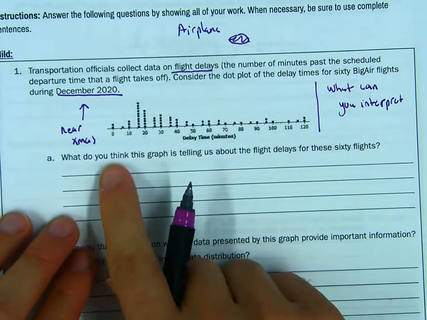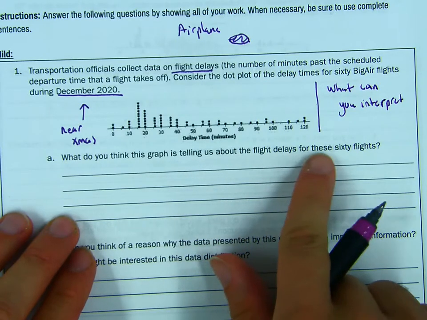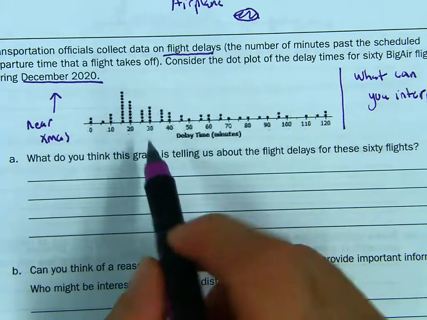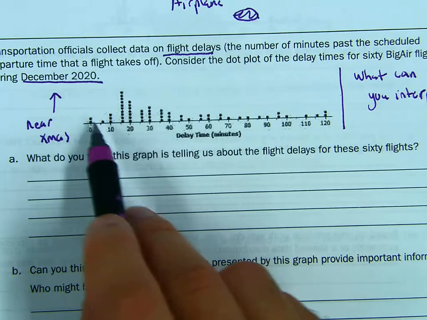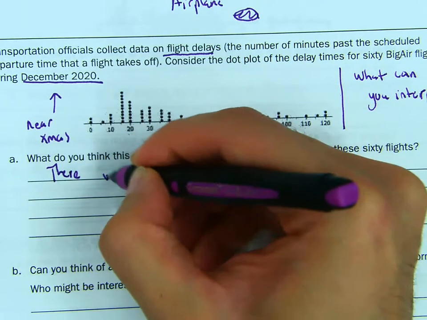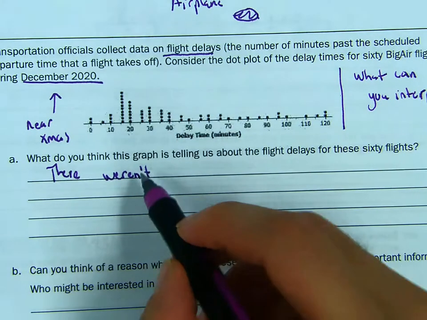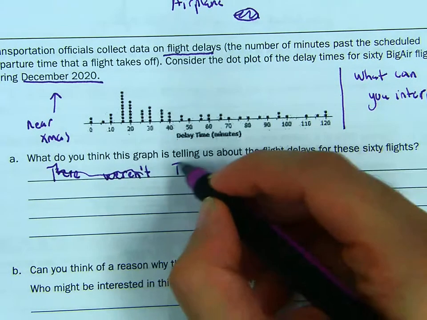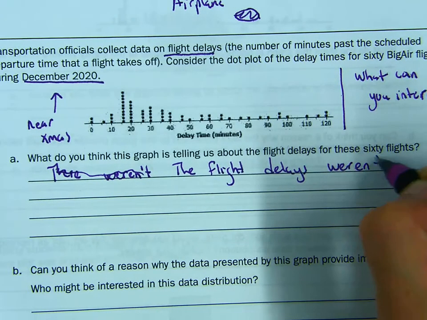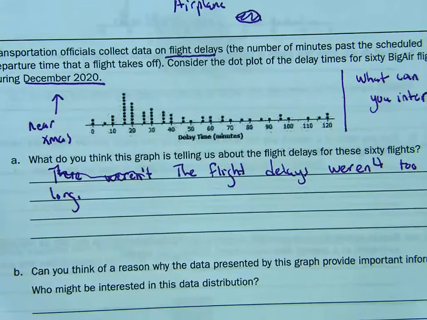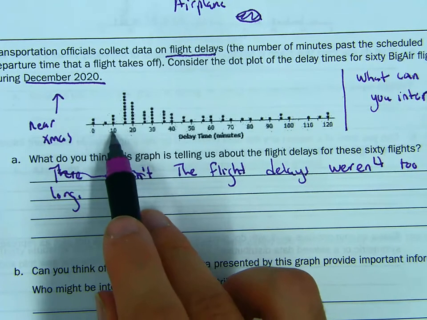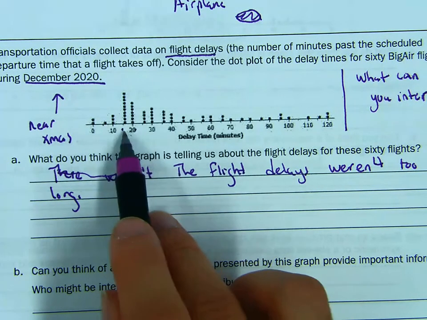Well, let's see. Letter A, it says, what do you think this graph is telling us about the flight delays for these 60 flights? What can you interpret from it, right? It looks like all the data values are where? They're here, right? So the flight delays weren't too long, right? I could make this conclusion because it looks like it was only like 10 minutes, 15 minutes, 20 minutes. That's where a lot of the data values were.